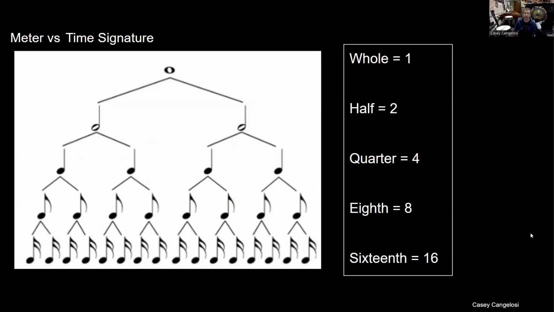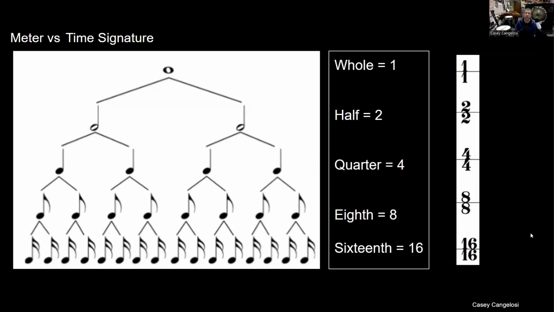Whole note is 1, half is 2, quarter is 4, eighth is 8, 16th is 16, and so forth. So a time signature is always going to be one number on top of another. The bottom number is always going to be one of these values. It could be 32nd, it could be 64th, but not very likely. It's most likely going to be one of these values here. So a time signature simply tells you this many of this kind inside of a measure.